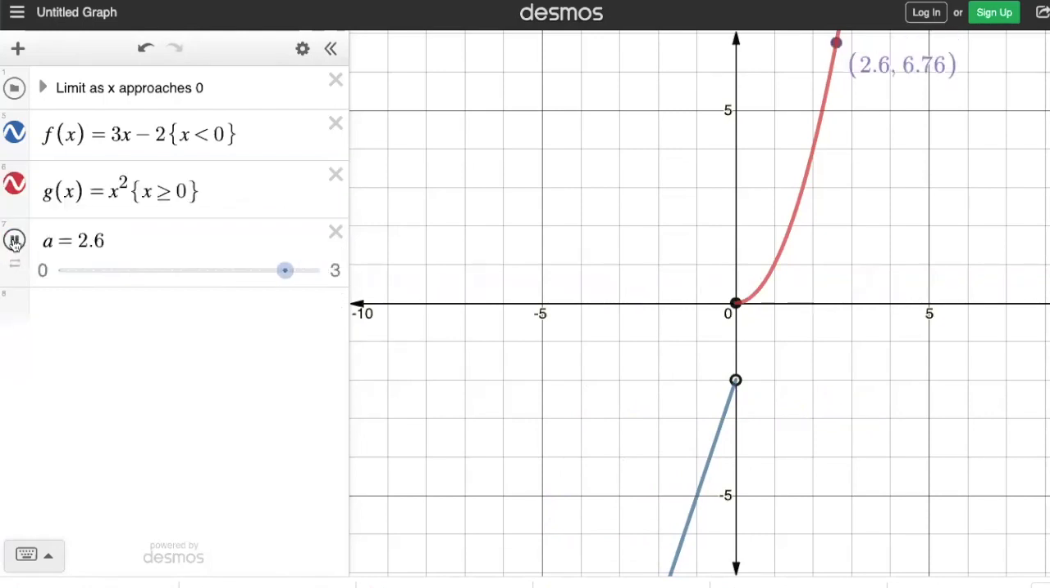Now as I approach 0 from the right, you can watch the y-coordinates getting closer and closer to 0. So the right-hand limit would be 0. If the left-hand limit and the right-hand limit don't agree, as in this case where we have the left equaling -2 and the right equaling 0, there is no overall trend in the y values, and therefore there would be no limit, or we would say DNE, does not exist.